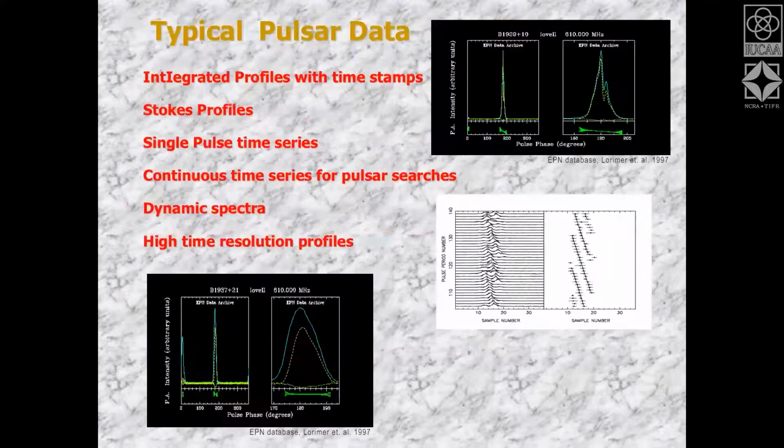And different ways you can have the data organized. You can have integrated profiles, which is essentially an average of a large number of pulses with timestamps. You can have full Stokes profiles like the ones which are shown here, where both the linear polarization and the circular polarization is indicated. And you can have dynamic spectra and high time resolution profiles. So these are the typical data products which you get from these instruments which we are talking about.